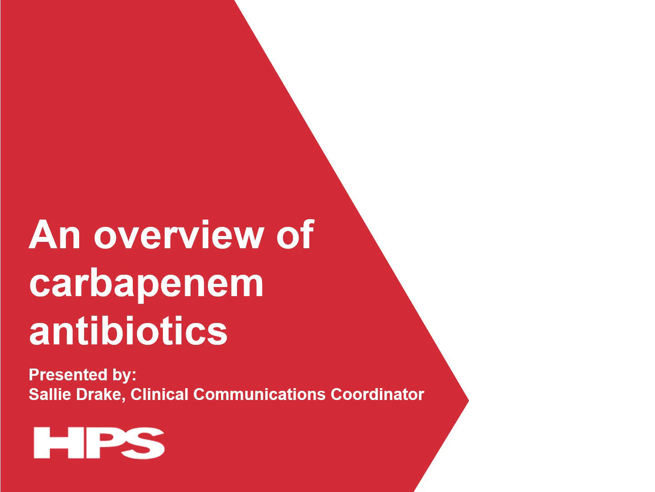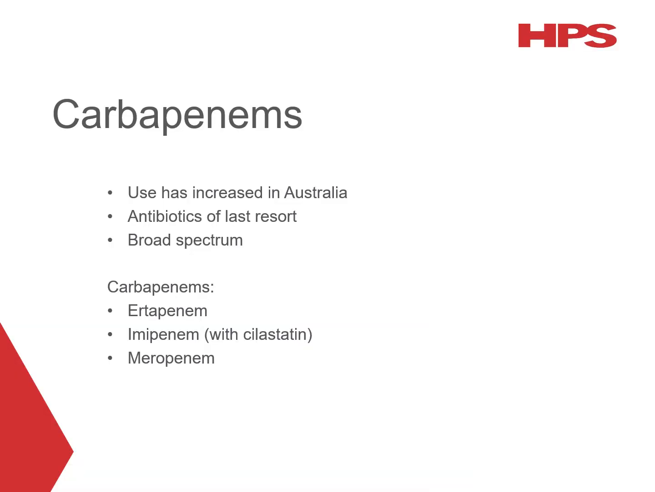So this session will cover how carbapenems are used as well as some of their resistance trends. Carbapenems are considered therapies of last resort, and this is due to their potency and their broad spectrum of activity. However, these agents are increasingly used in Australia and around the world, and this is largely due to the impact of antibiotic resistance. The carbapenem class of antibiotics includes these three agents here: ertapenem, imipenem with cilastatin, and meropenem.